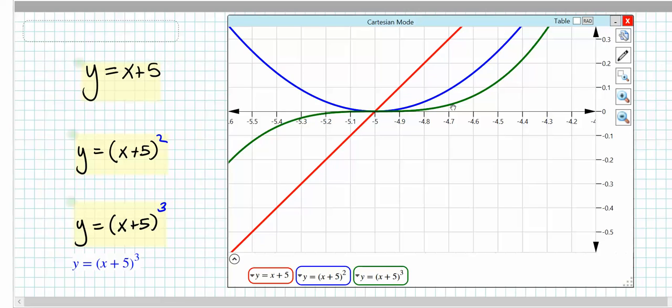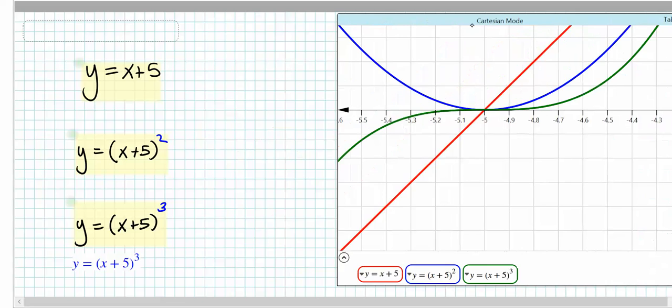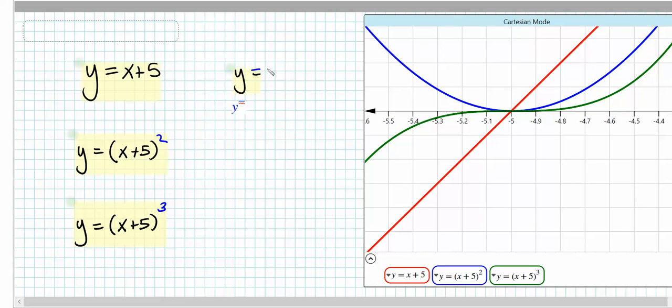So here, I'll give you an example, okay? I'll move this over, and I'm going to give you this. Y equals (x plus 5) to the 4th. Okay, what's the 0 going to be? Negative 5. Is it going to go through negative 5, or is it going to turn at negative 5?